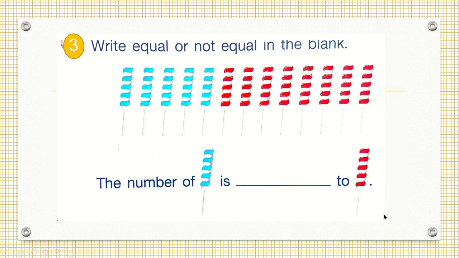Okay, let's go to part 3. Write equal or not equal in the blank. Okay? Equal means the same as. Then not equal means not the same as. Okay? Now, what should we write here? Equal or not equal? Yes, write your answer in your book. Okay.